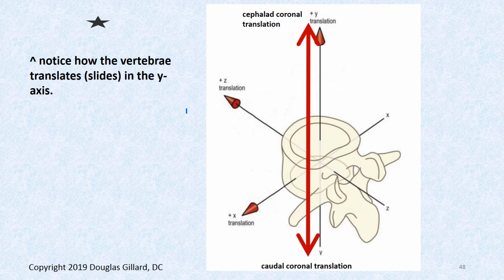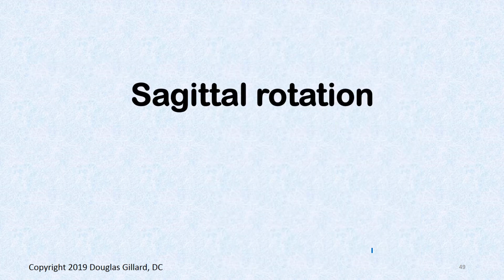All right, so here's the nice easy way. There's the y-axis, and if you pull up on a vertebrae, it puts a cephalad coronal translation. If you push down and move the vertebrae down, that's a caudal coronal translation. Are we good? You see why this is going to be a short lecture today? This is confusing stuff. It's going to take you a little while to get this in your brains.